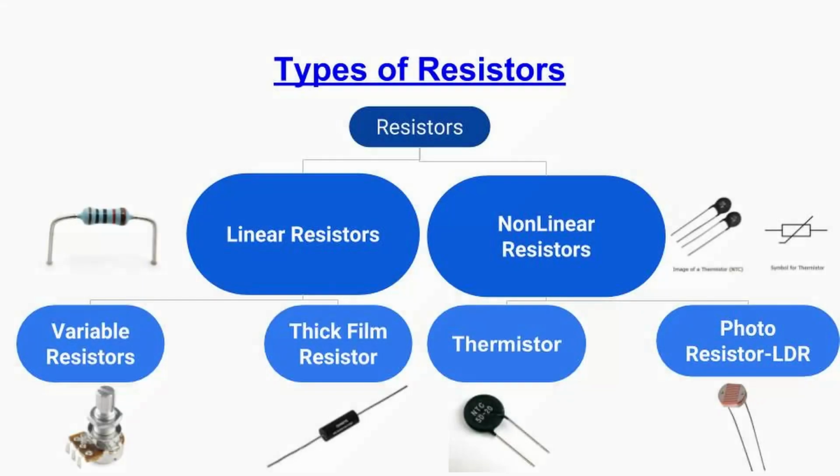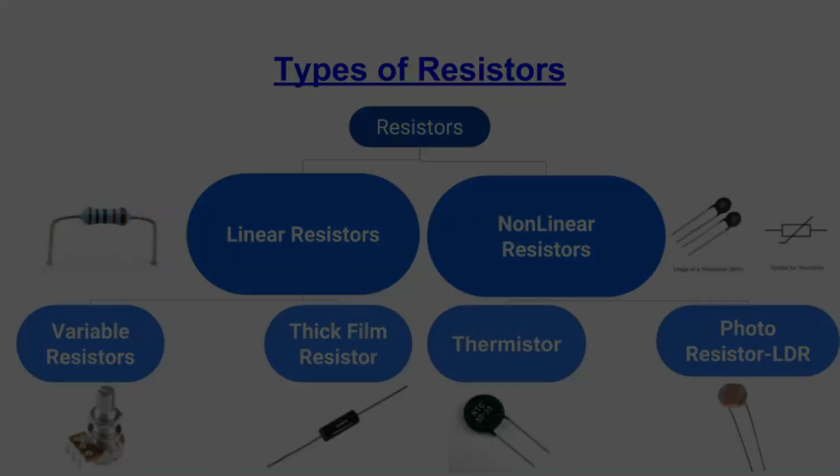There are several types of resistors, and each of them can be used in a different task. Here I display some of the most common ones, such as linear resistors, which are vastly used in most electronic projects, also potentiometers and thick film resistors. You can also see that there are non-linear ones, such as thermistors, which measure temperatures, and photoresistors that can measure the amount of light that falls on their surface.